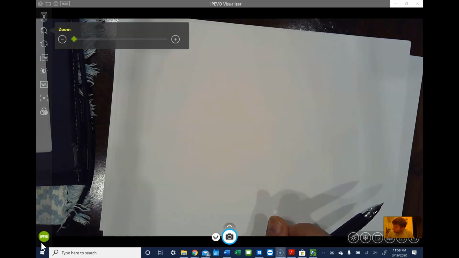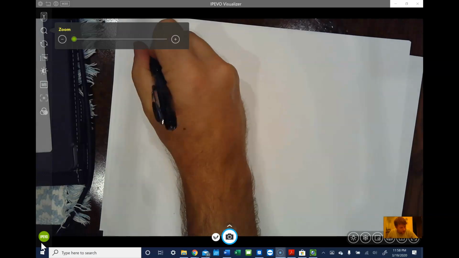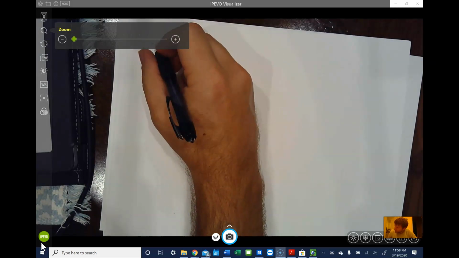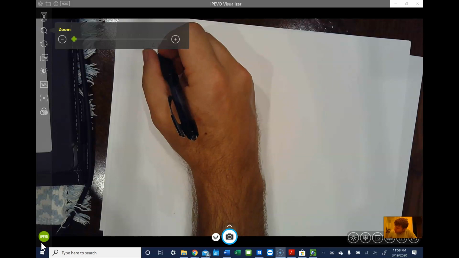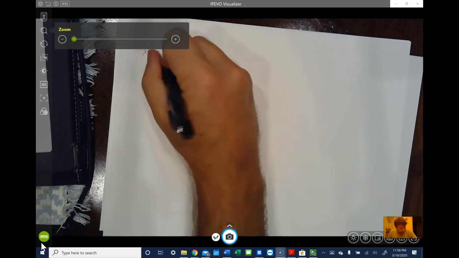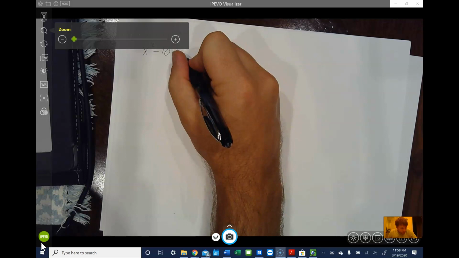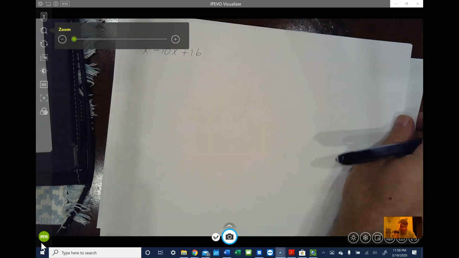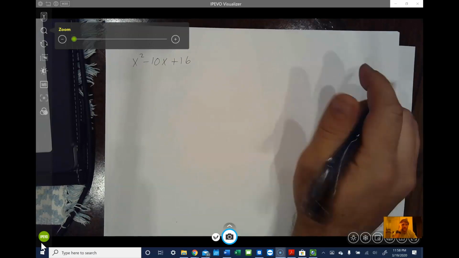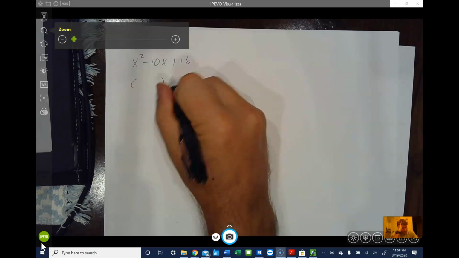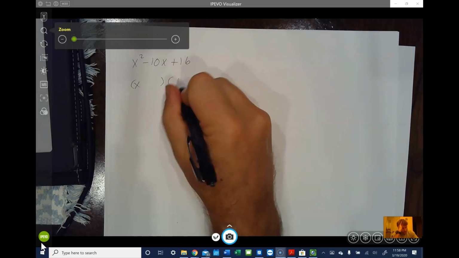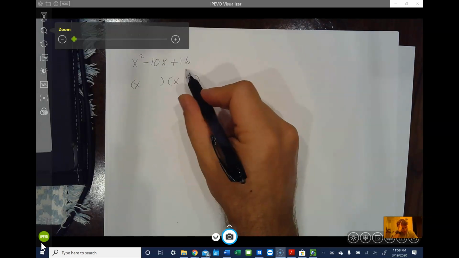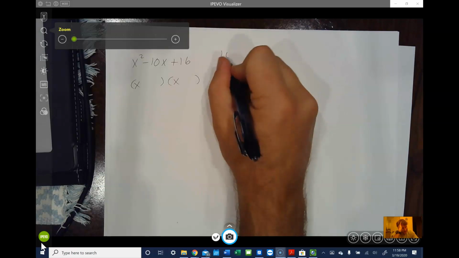Let's say we have x squared minus 10x plus 16. See if you can do that one. Alright, what multiplies to get 16 and adds to get negative 10?